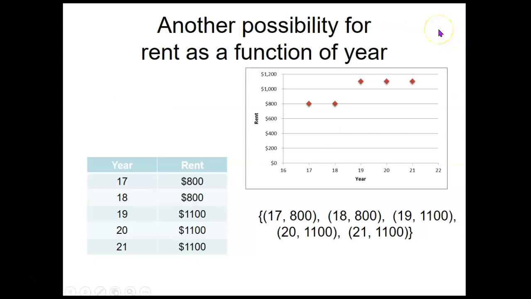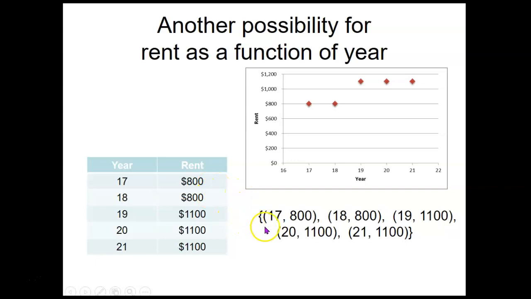Now here's another possibility for rent as a function of the year. In this example, the rent was $800 in 2017. It was still $800 in 2018, but then the landlord raised the rent and took it up to $1,100 in 2019, and then it stayed at that level for 2020 and 2021. So that still counts as a function. It's no longer a straight line, but it's a function. You tell me the year, I can tell you the rent for that year.